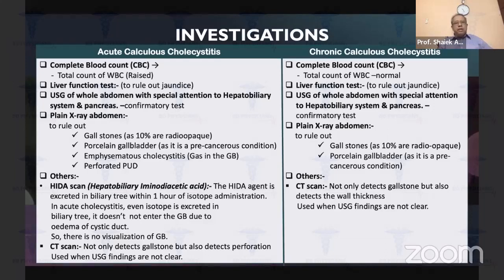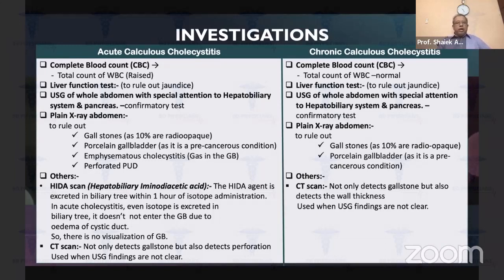In acute cholecystitis, even if the isotope is excreted in the biliary tree, it does not enter the gallbladder due to edema of the cystic duct, blockage of the duct. So there is no visualization of the gallbladder. By that, you can evaluate whether there is acute cholecystitis or not.